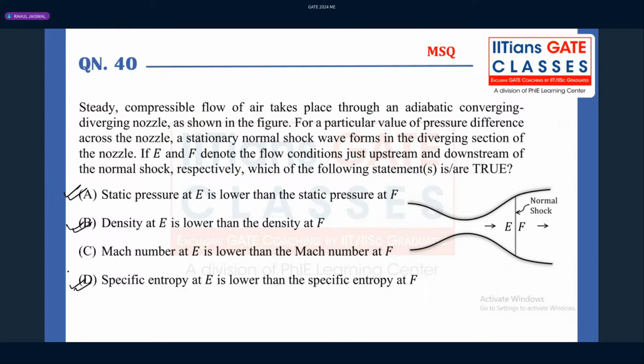Mach number at point E is lower than at F? No, it is not correct, because after the normal shock, Mach number will be less than 1. Here Mach number is more than 1. So Mach number at point E is definitely more than Mach number at point F. So A, B, D are the correct options for question 40. Right, so this is the solution regarding question number 40, guys.